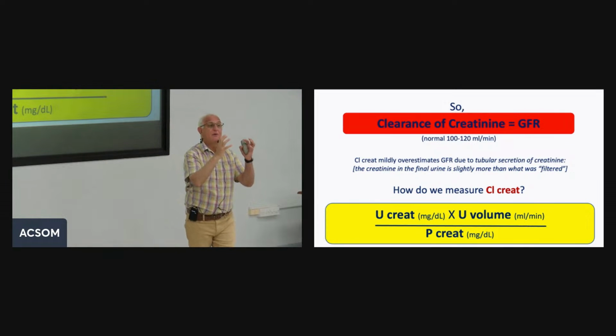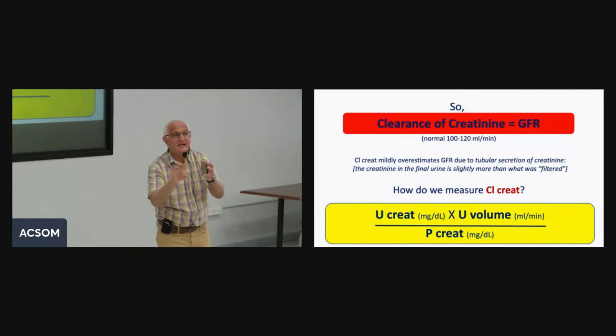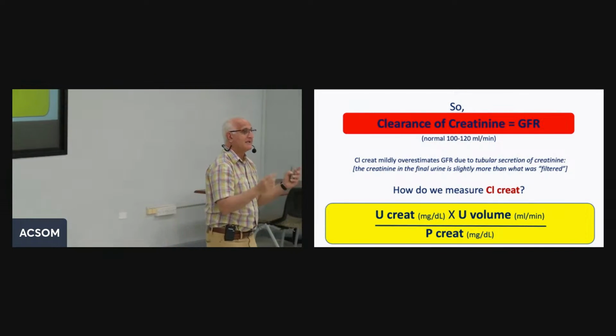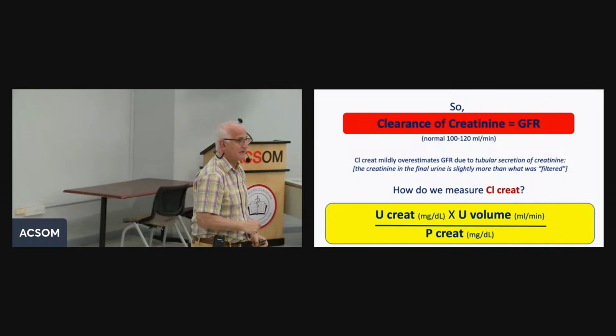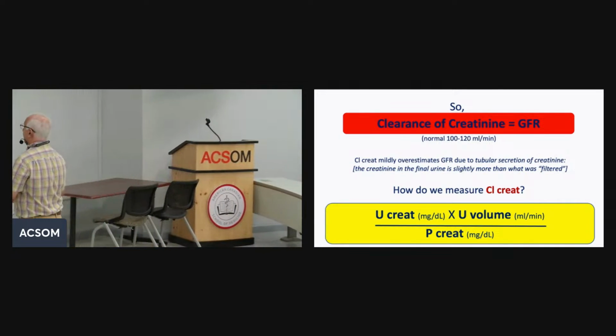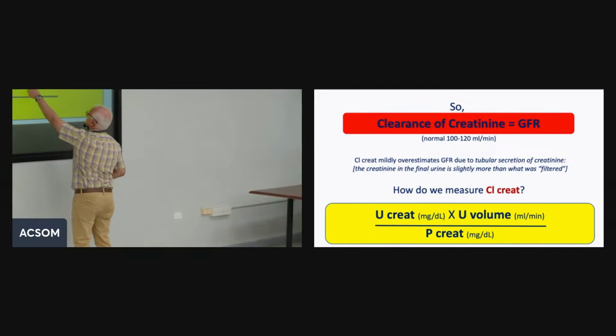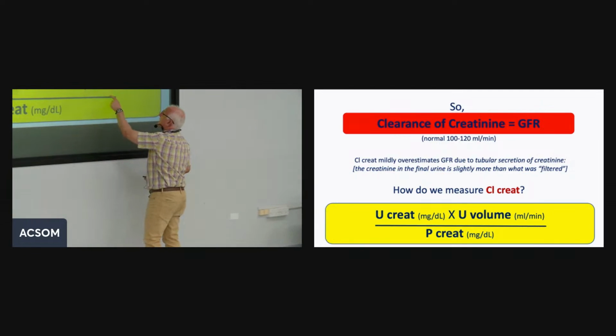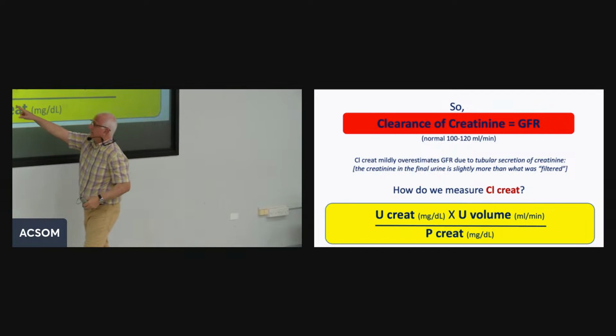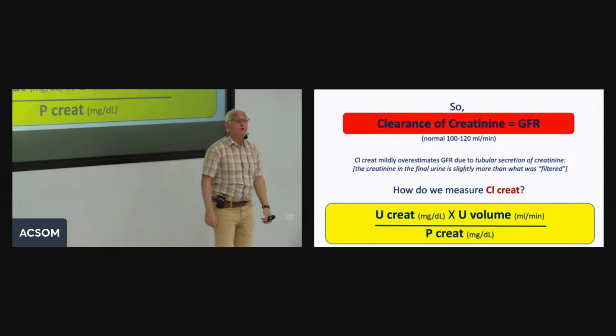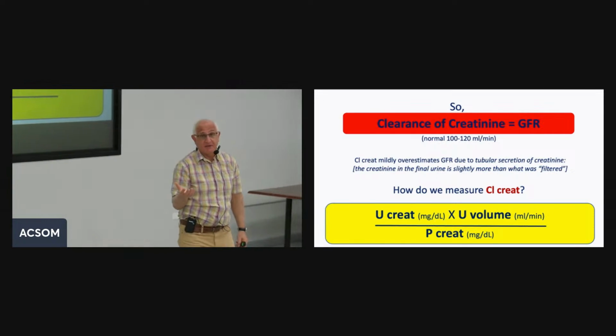Basically, it's the amount of blood that is cleared of creatinine. This is the definition of clearance of creatinine: the volume or amount of blood that is cleared of creatinine in 1 minute, in a unit of time. Right? Because these two will cancel. Okay? And if you want to remember it fast, that's how I remembered it.